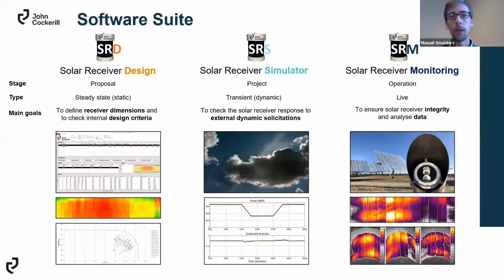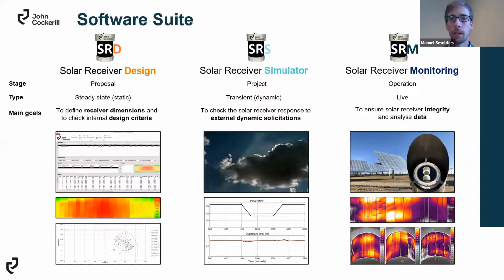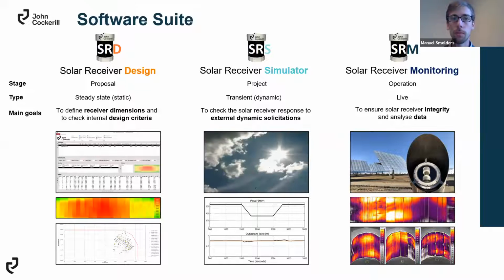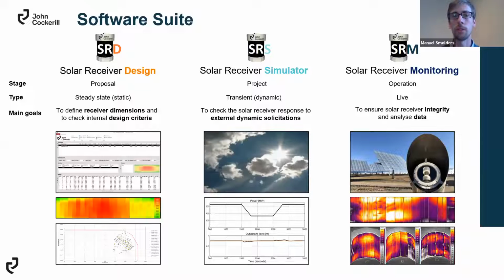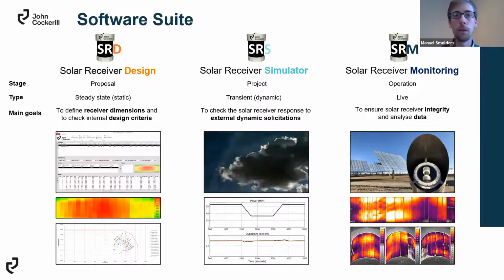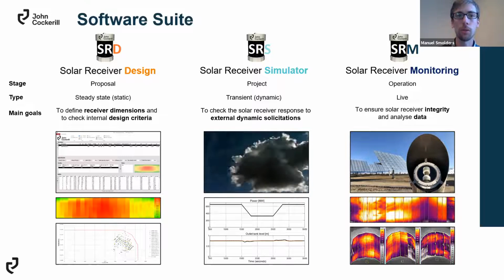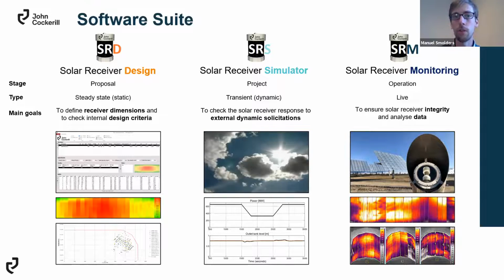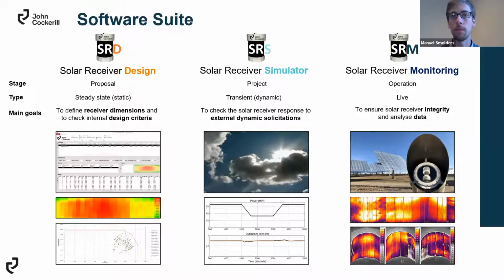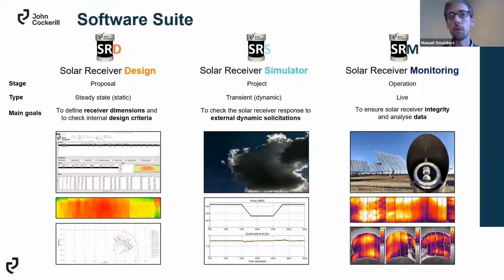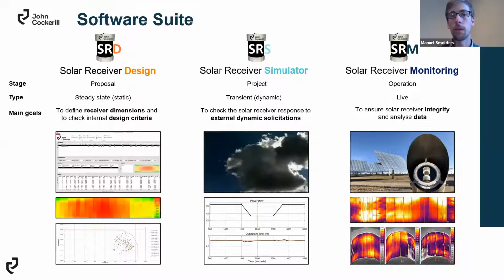The second software is the Solar Receiver Simulator. We use this dynamic model in the frame of a project to check the solar receiver response to external dynamic solicitation. So for example, when a cloud appears or when a pump trip occurs, this tool calculates the evolution of the tank level, the pressure, the temperature everywhere in the receiver.